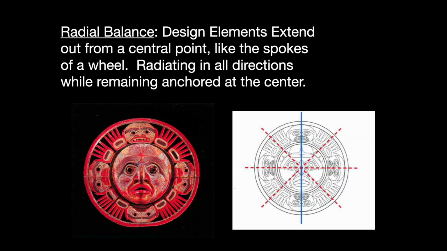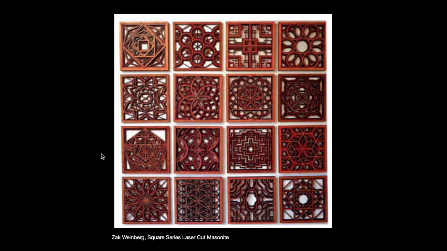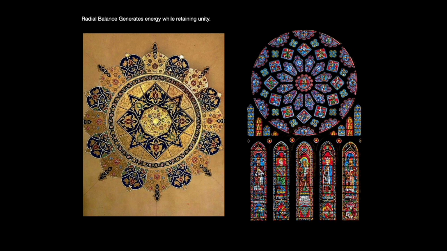Finally, let's talk about radial balance. Radial balance is when design elements extend out from a central point, like the spokes of a wheel, radiating in all directions while remaining anchored in the center. So right here we have this mask centered, and then everything expands out from the center. Zach Weinberg's square series, these are all laser cut, and each one of these is anchored in the center. Everything extends out from the center. So this is radial, radiates. Radial balance generates energy while retaining its unity.